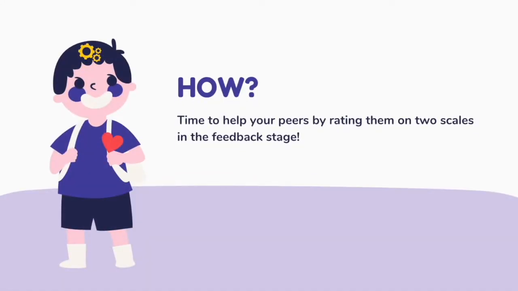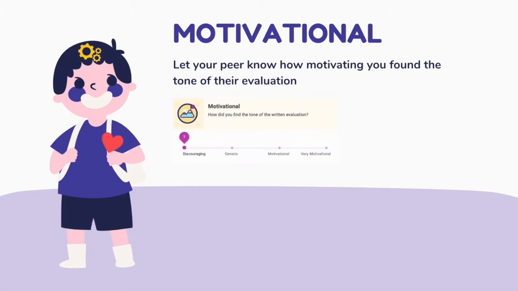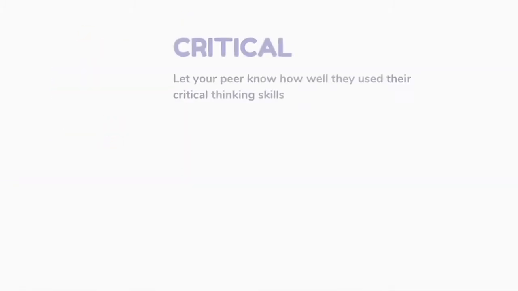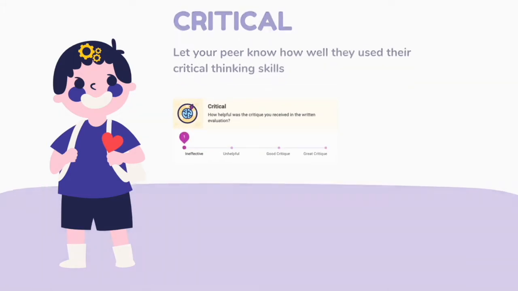Now, how do you, as a student, help to create this atmosphere of trust and gain the benefits from it? It starts with your turn to help your peer to become better evaluators and communicators by providing feedback on two qualities of their evaluations. First, indicate to your peer how motivated to improve you were when reading their evaluation. Second, indicate to your peer how helpful their critiques were. You want your peer to be critical of your work in a way that shows you how you can improve while still motivating you to actually take their advice.